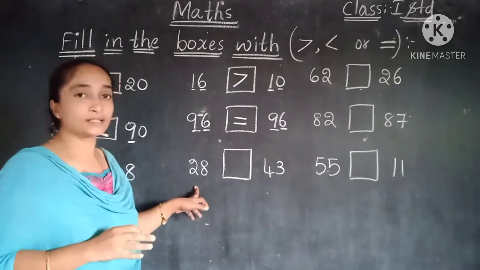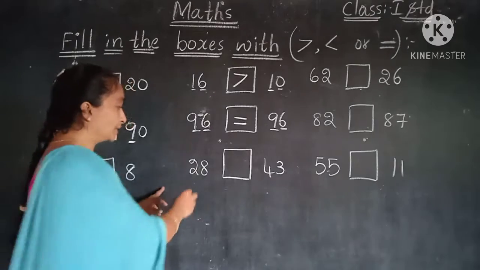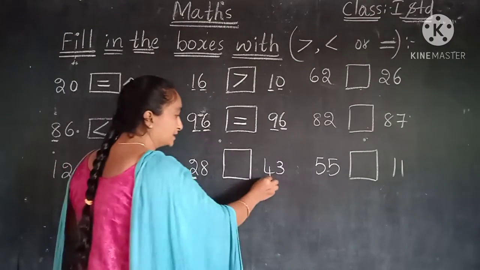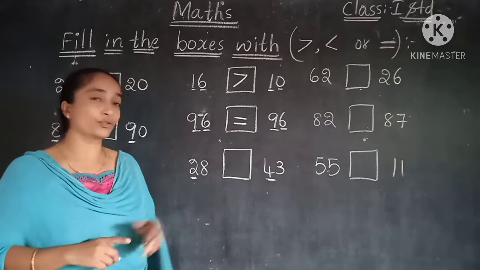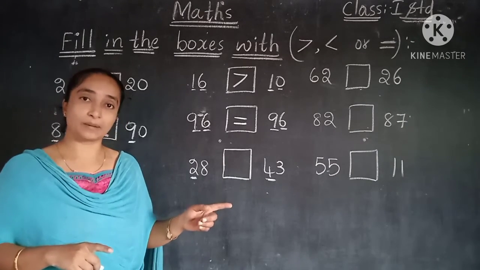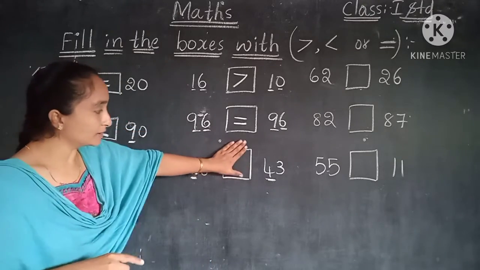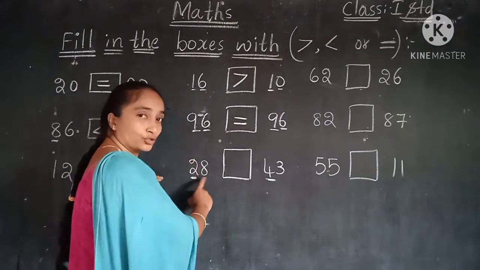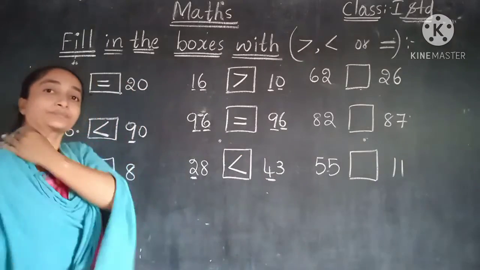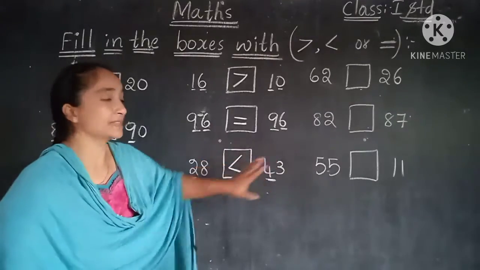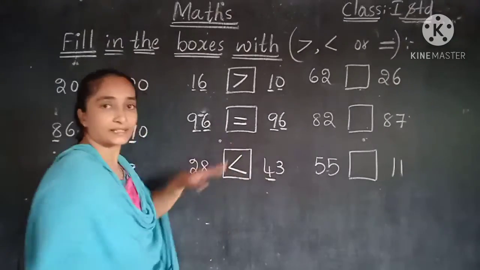Now next one, that is 28 and 43. Now the tens place, that is 2 tens, 4 tens. So which is the big one? 2 is big or 4 is big? 4 is the big number. So the big number is this side. So the symbol also must open this side. That means 28 is less than 43. So the big number this side is like this. This mouth also open this side.